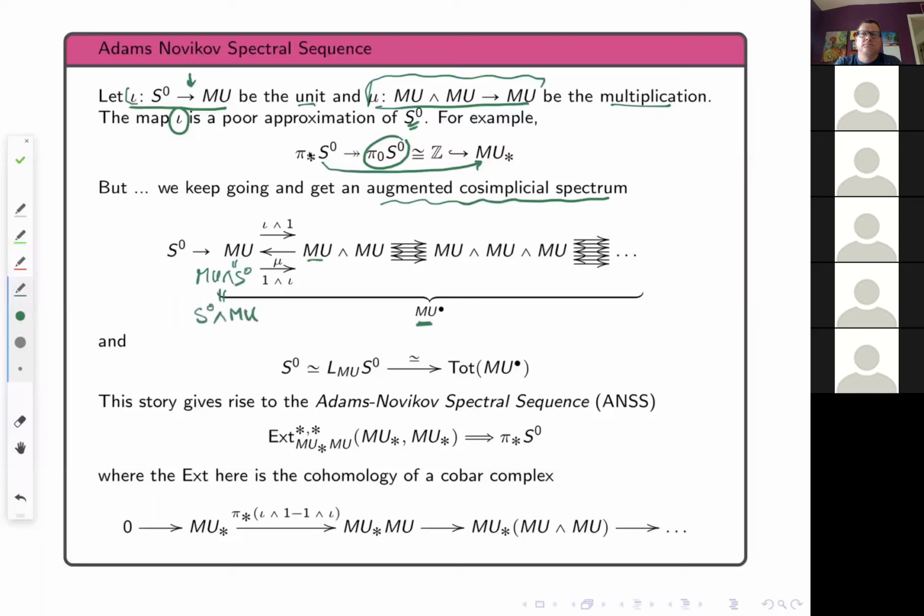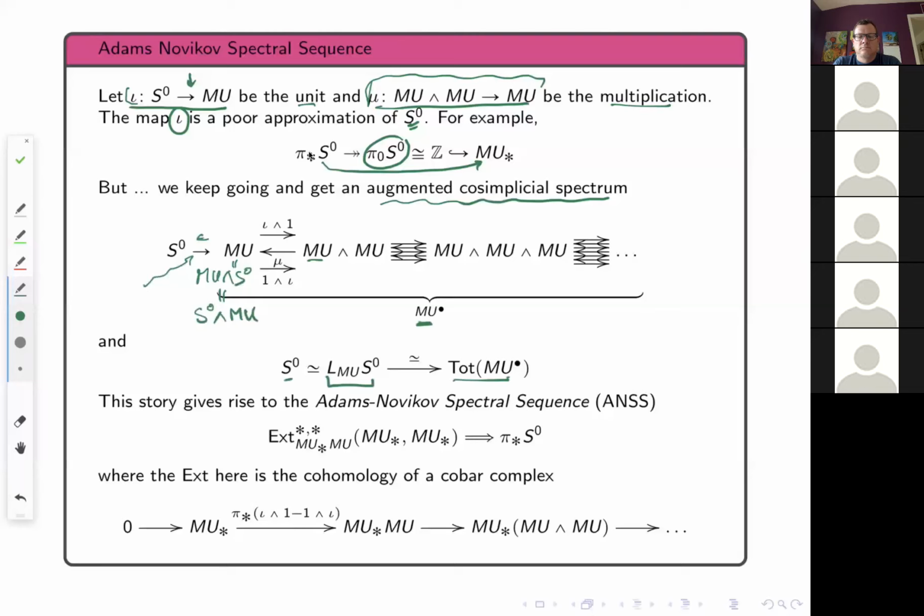So it starts with the unit map, and it's augmented because this is the augmentation, this map from the sphere. Although this map wasn't such a great approximation, it turns out that this diagram is. In fact, its totalization, so roughly its homotopy limit or something like that, is going to be the sphere. Let me stop and say something. There's always a map from the localization to the totalization. It's not generally true that this is an equivalence. When it is, it's often a theorem.